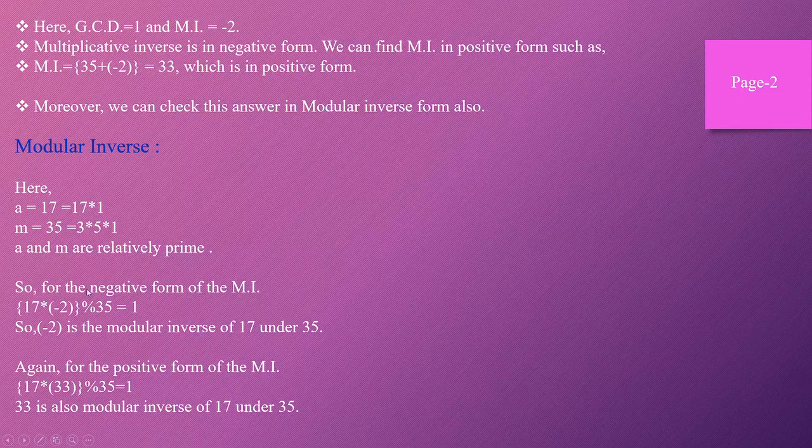So for the negative form of the multiplicative inverse, which is minus 2, 17 into minus 2 mod 35, we get the answer 1. So minus 2 is the modular inverse of 17 under 35. Again, for the positive form of the multiplicative inverse, 17 into 33 mod 35 is equal to 1. So here 33 is also a modular inverse of 17 under 35.